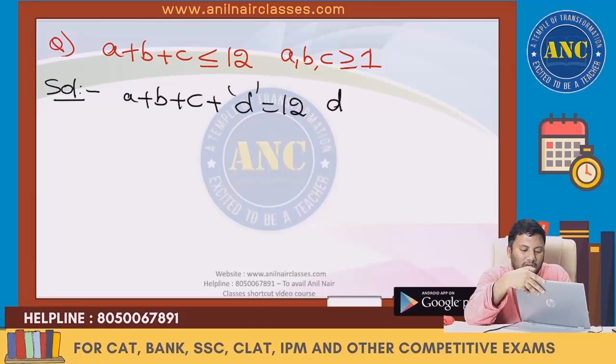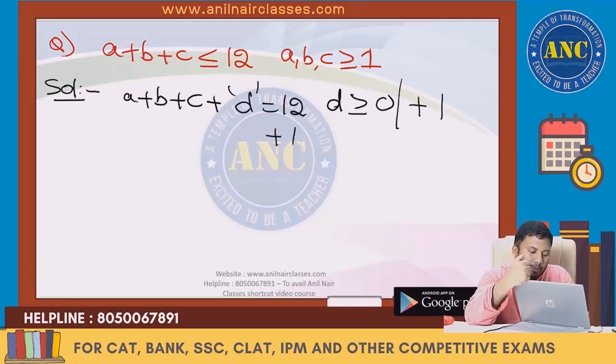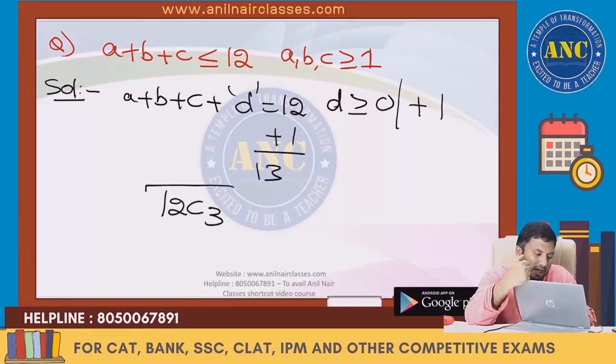Are you all with me? D is greater than or equivalent to 0. 0 means you have to add plus 1. So 12 plus 1, 13. 13 will be 12C3. Idea clear?